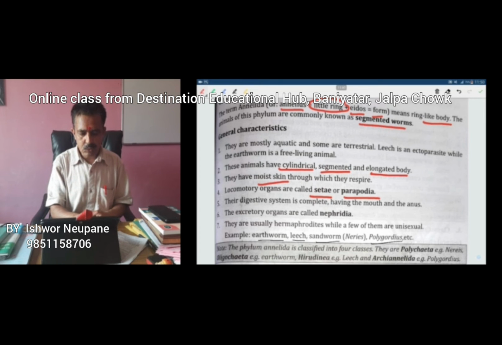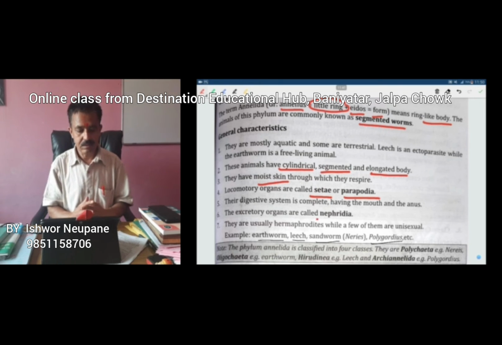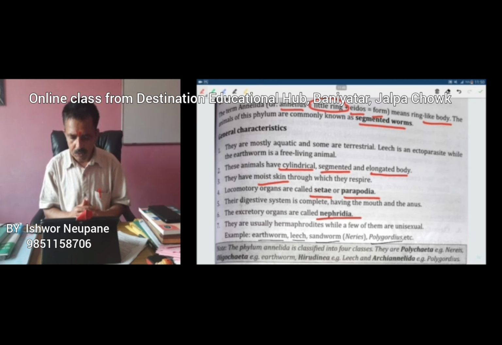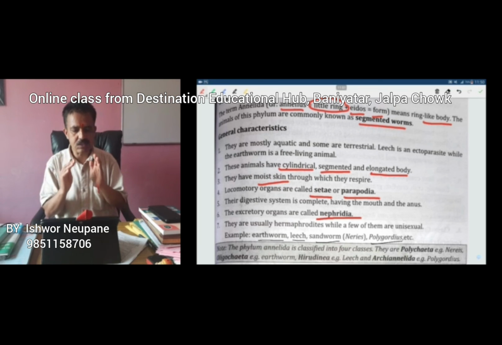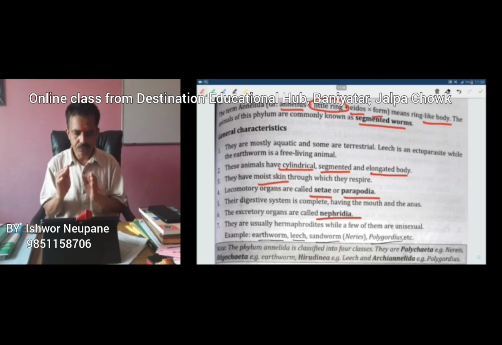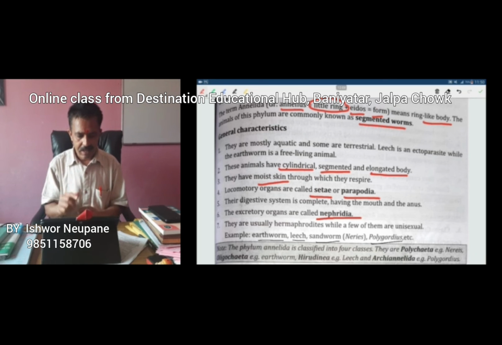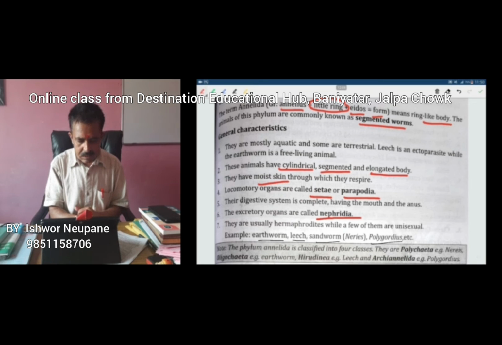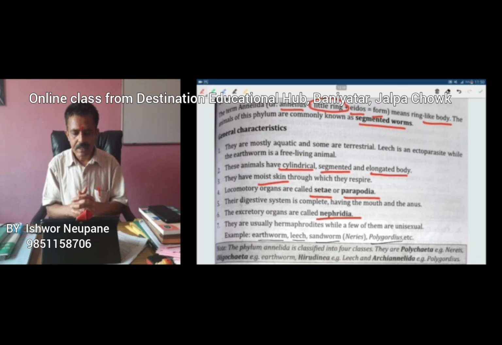They respire through moist skin. Students, I am telling you that only important characteristics will be discussed, not everything. They move with the help of seta or parapodia, and they excrete, they throw waste materials with the help of nephridia.